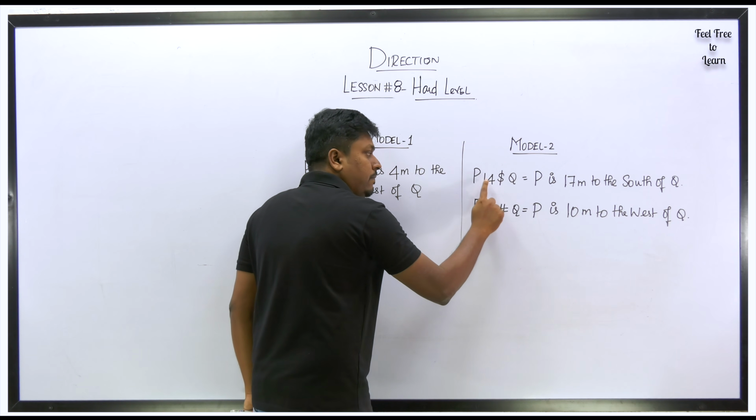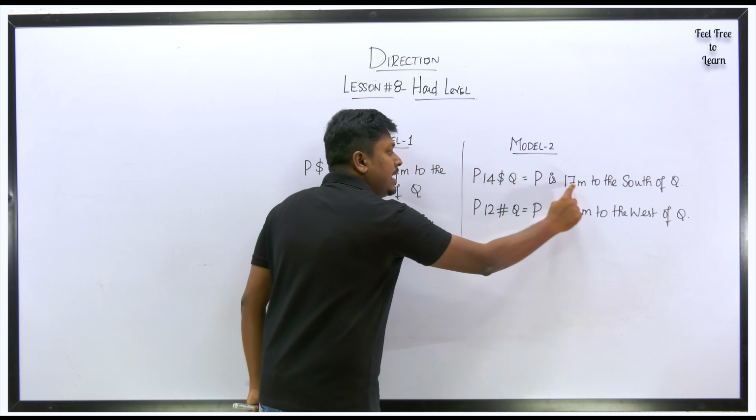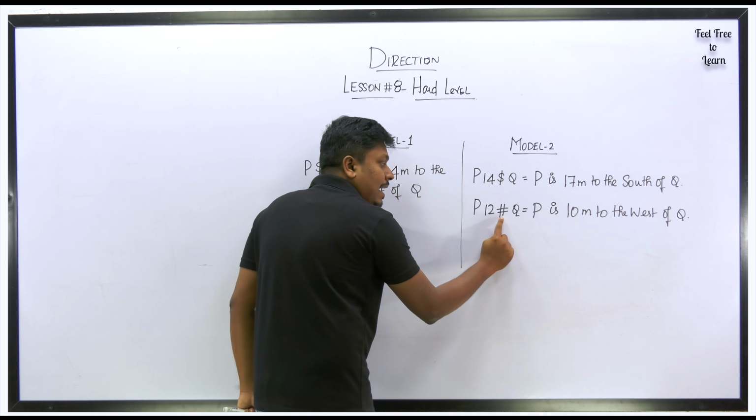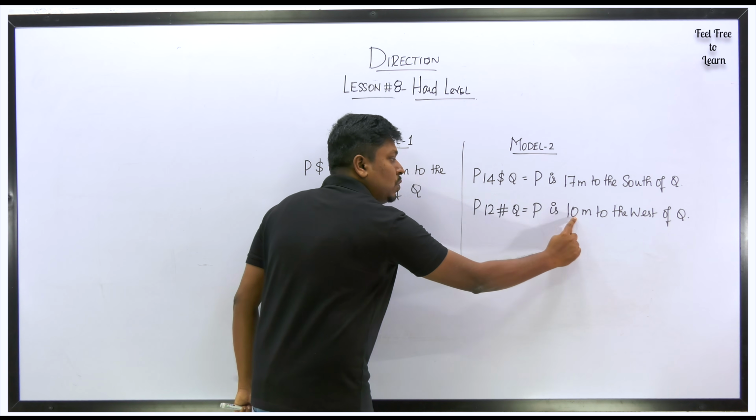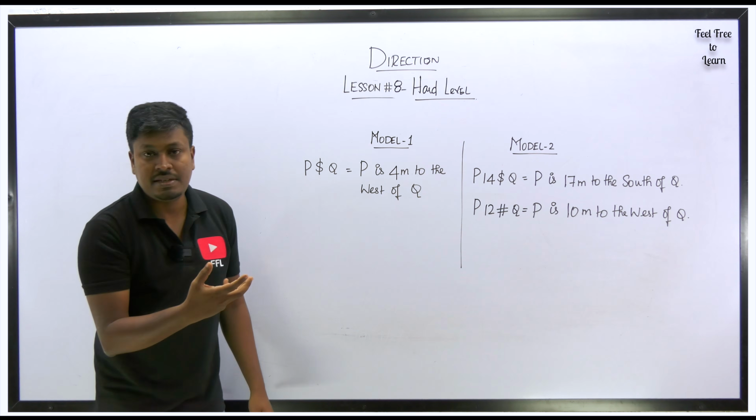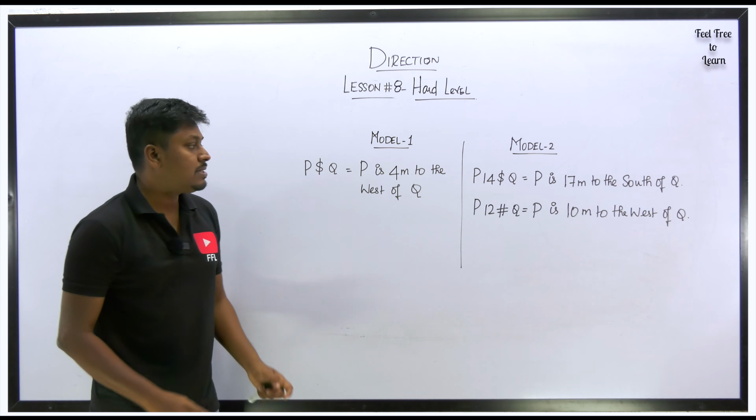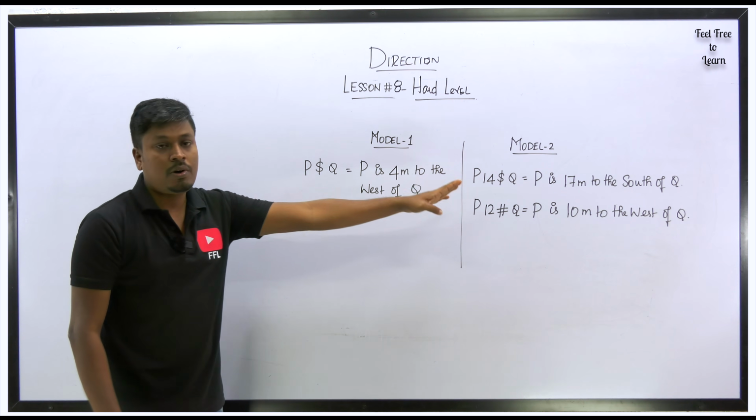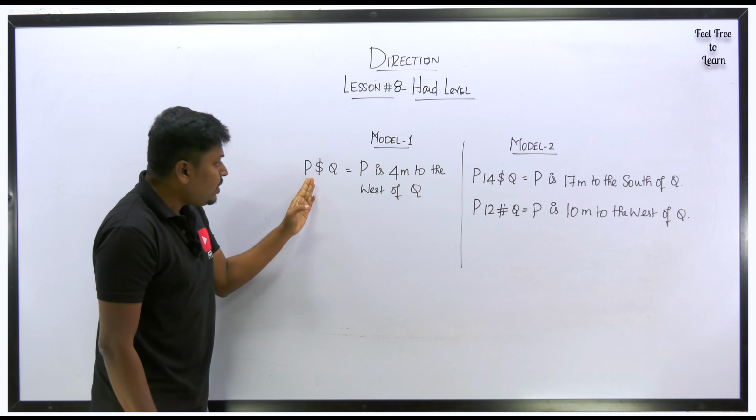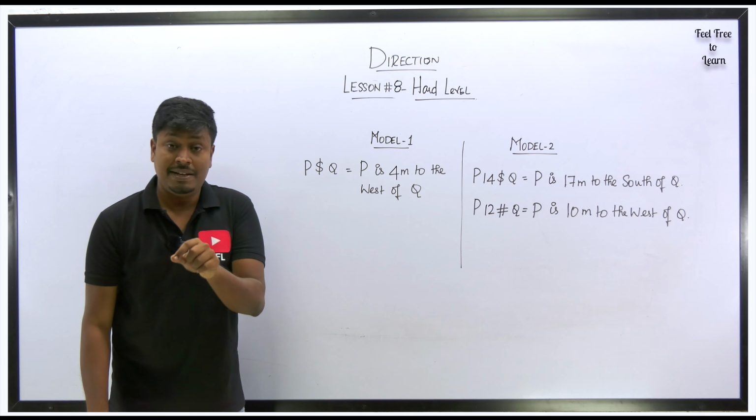See, P, 14, $Q. If the symbol dollar is given, then from this number 14, 3 has been added. If it is asterisk, from 12, 2 has been subtracted. In this way, you have to analyze the question and then start solving the given questions. Understood, friends? So this is the difference between model 1 and model 2. In model number 1, you will only have symbols. In model number 2, you will have numbers as well as symbols.